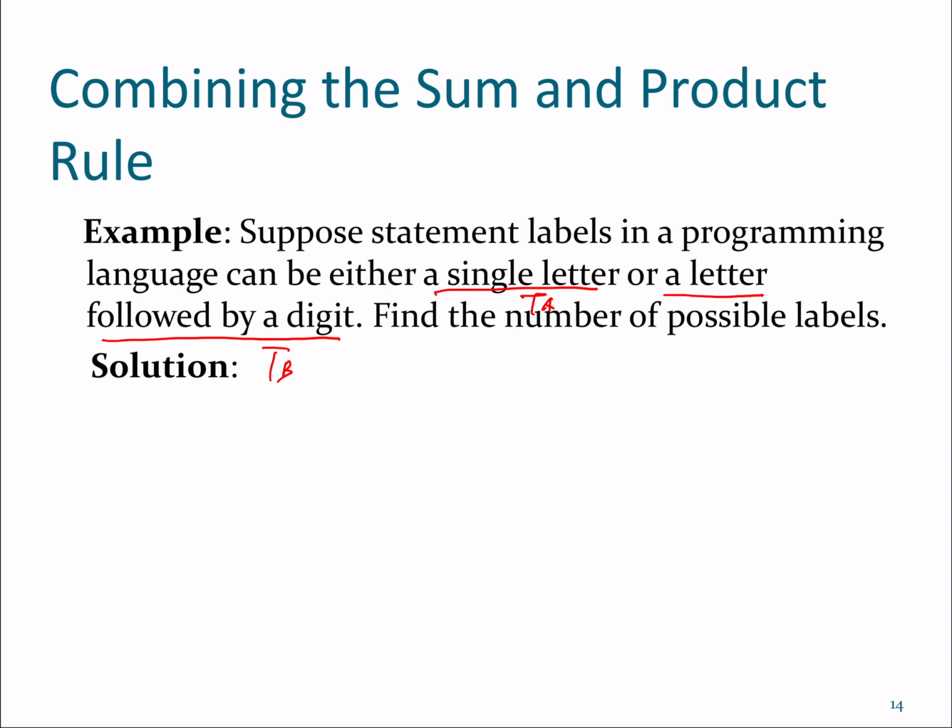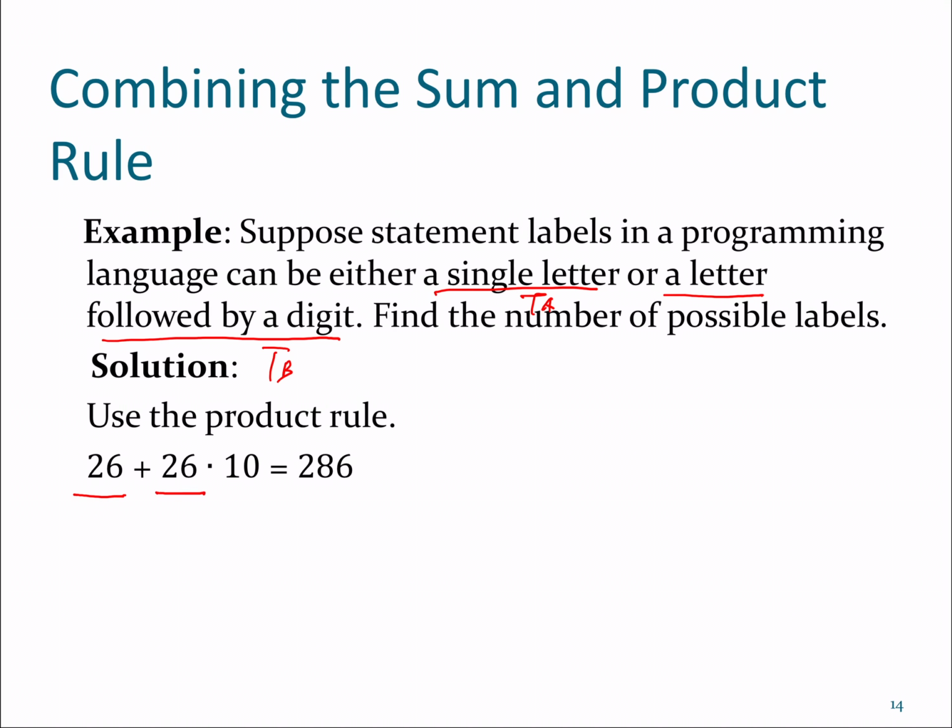For task A, there are 26 choices because this is just a letter. For task B, you can use the product rule: first there is the letter, with 26 choices, and then following the product rule, the second position is a digit, so there are 10, so it's 26 times 10. So in total, using the sum rule, we get 286.